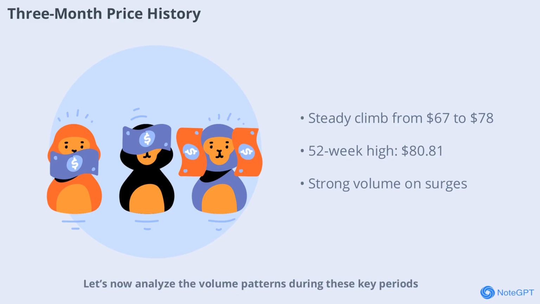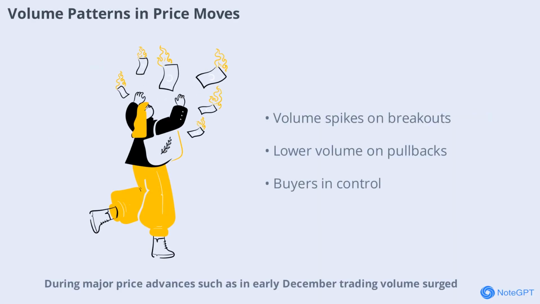Let's now analyze the volume patterns during these key periods. During major price advances, such as in early December, trading volume surged, peaking at over 84 million shares on December 19. These volume spikes often coincided with price breakouts, reinforcing the strength of the moves. Conversely, during periods of consolidation or minor pullbacks, volume tended to decrease, suggesting that selling pressure was limited. This pattern is typical of healthy uptrends where buyers remain in control.